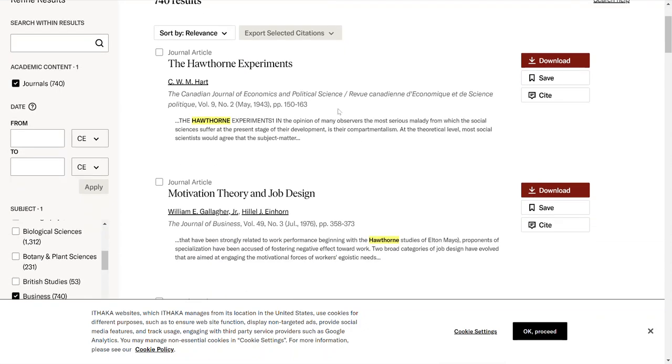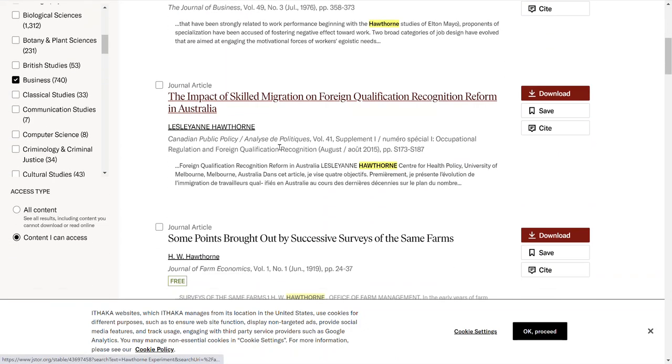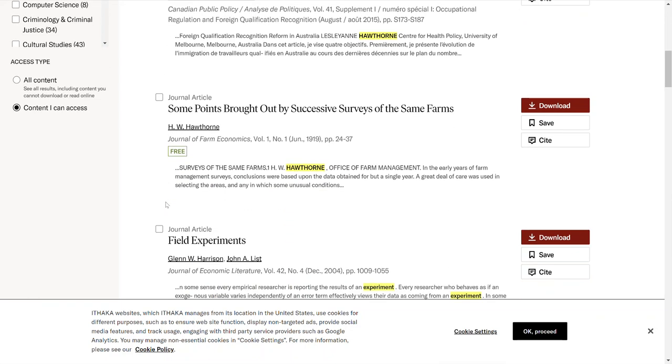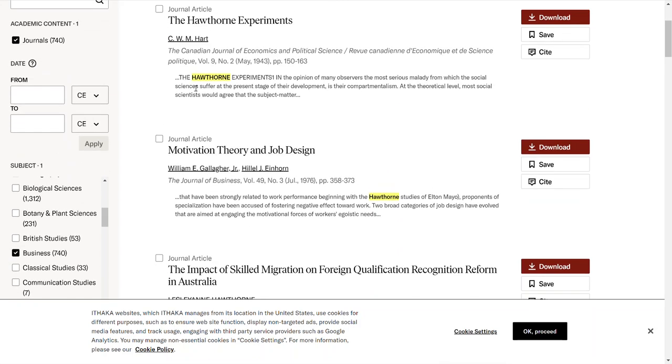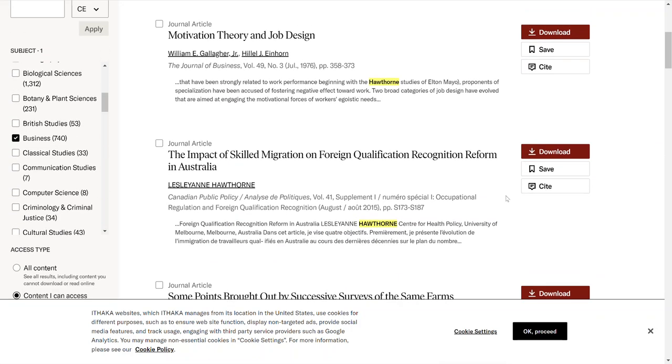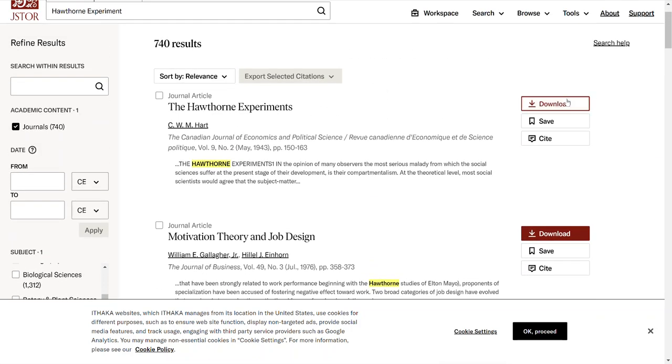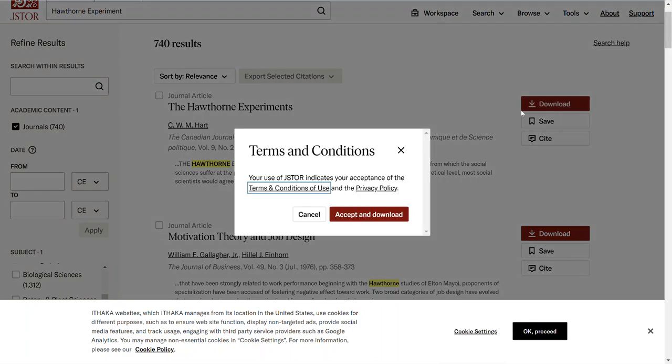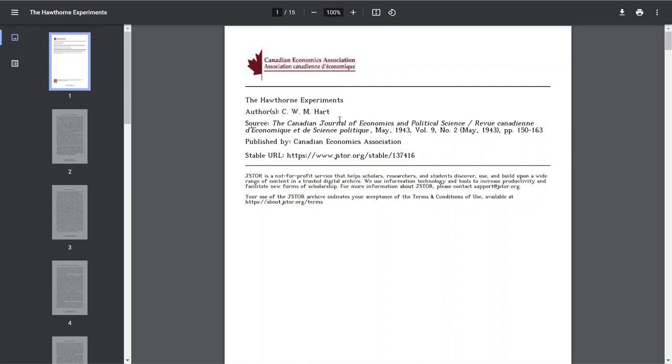Now, notice that some of the articles we were looking at before, where the relevance brought those to the top of the list, are still there. So I think they're worth reading. The way you read them is you go over here to download, click on download, and agree or accept these terms and conditions. And here's the paper. So this is the way your papers will look.